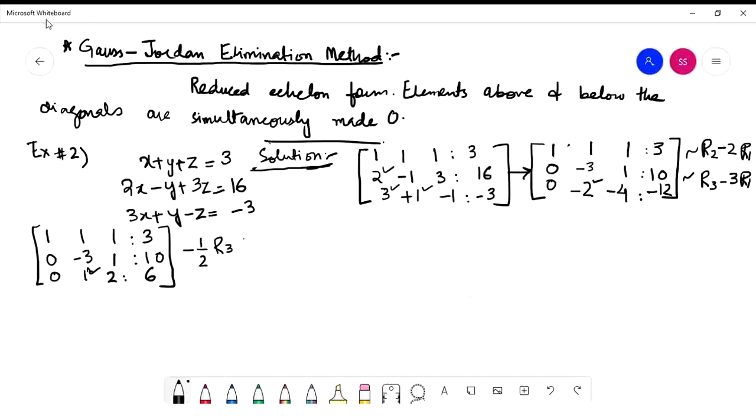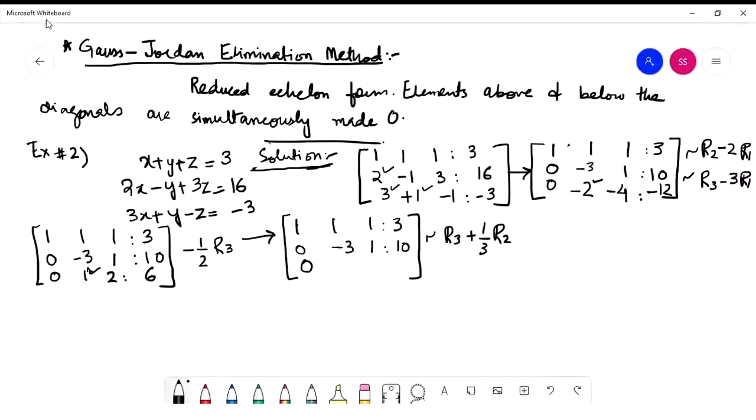So we take the row 0 minus 3 1 10. The row operation is R1 plus 1 by 3 of R2. The first entry 1, and 1 by 3 into minus 3, gives 1 minus 1 equals 0. Yes, my row operation is the right one. The next entry is 2 plus 1 by 3, and taking the LCM, it becomes 6 plus 1, which is 7 by 3.